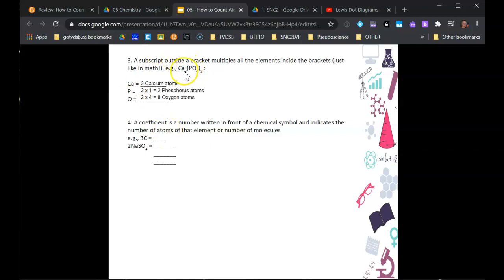Well, this tells us that within this molecule, within this clump of elements that are stuck together, we have 3 calcium atoms in that clump.